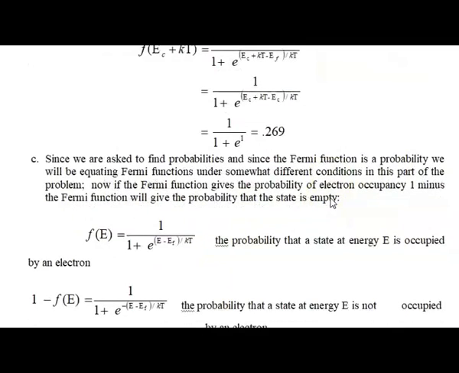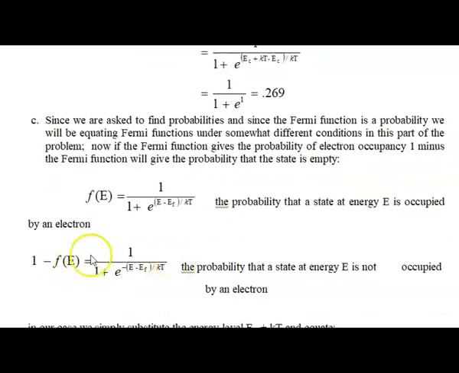Here in part C, we're asked to find the probabilities, and since the Fermi function is a probability, we'll be equating Fermi functions under somewhat different conditions in this part. The Fermi function gives the probability of electron occupancy. 1 minus the Fermi function gives the probability that the state is empty. So this is the probability the state is occupied. This is the probability that the state is empty.